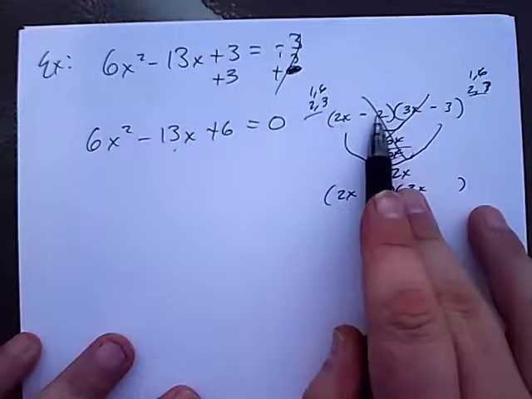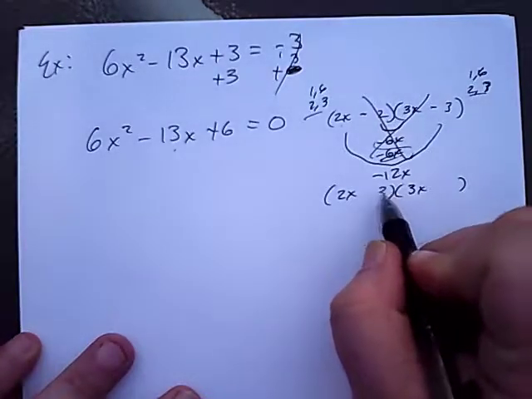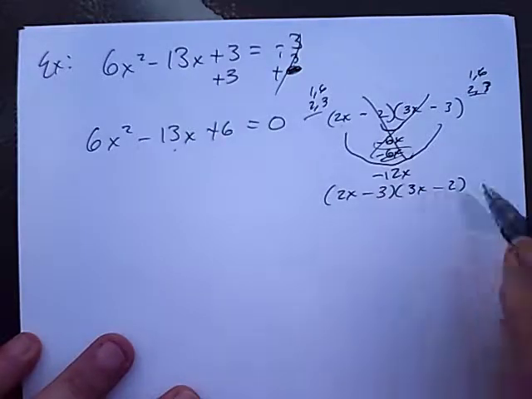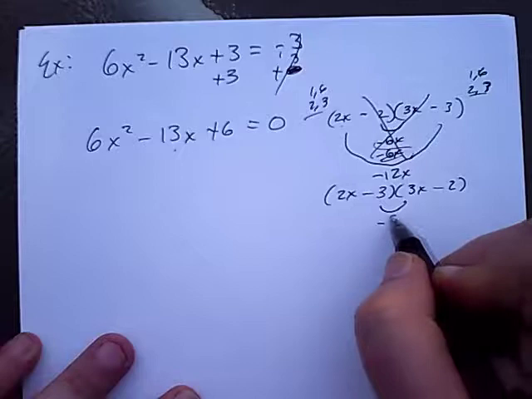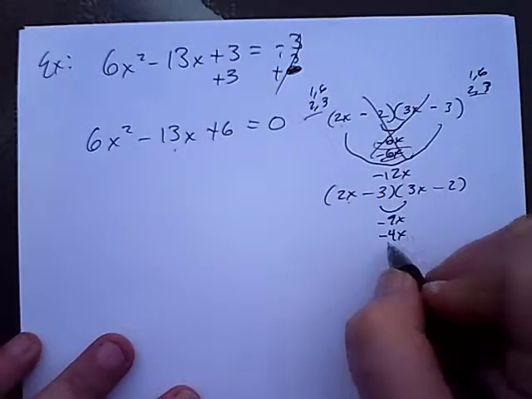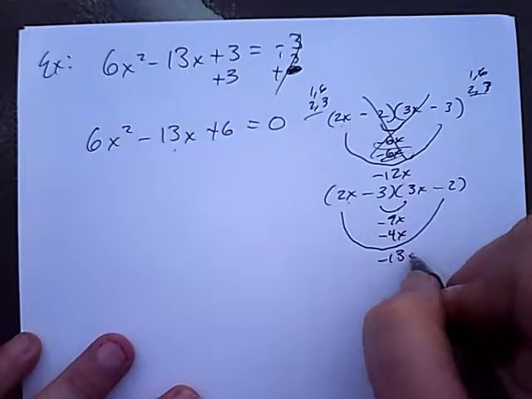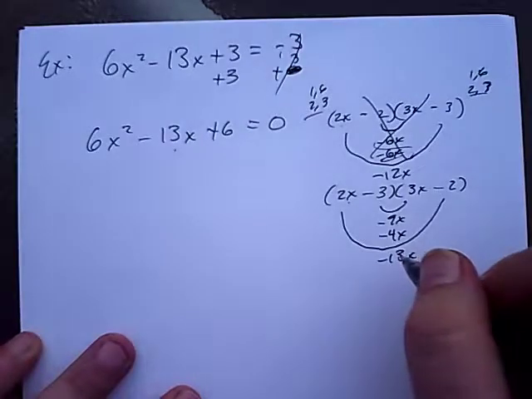So what happens if I switch my 2 and my 3 around? Instead of the 2 here, I'll put the 3 here and the 2 here. Again, I know both signs are going to be negative. So negative 3 times 3x is a negative 9x. 2x times negative 2 is a negative 4x. Negative 9 minus 4 is negative 13. Good. So now I know that I have the right one.